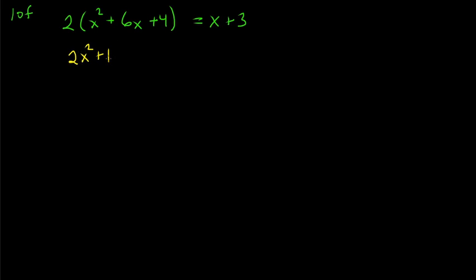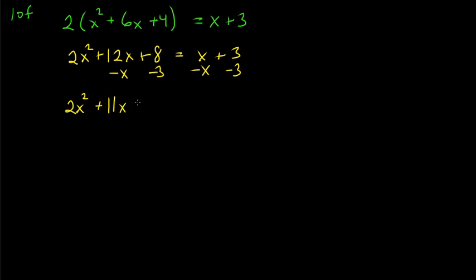And finally, part F. All right, probably the hardest one. But we just multiply by 2 here. So 2x squared plus 12x plus 8 equals x plus 3. But remember, the right side has to equal 0. So we're going to have to subtract the x from both sides, as well as the 3. So on the left, we get 2x squared plus 11x plus 5 equals 0.